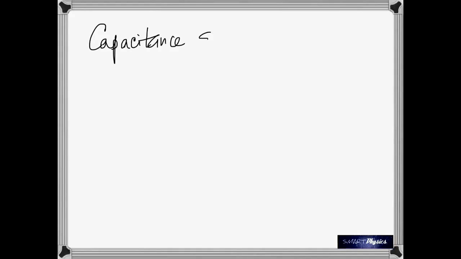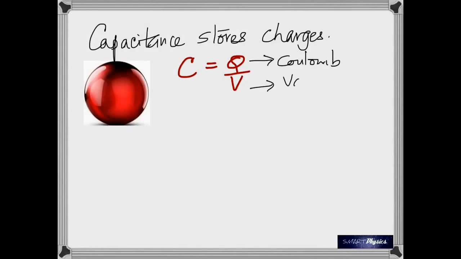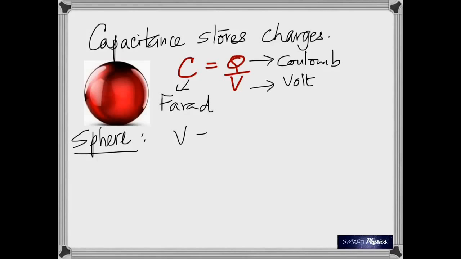First of all, capacitance stores charges. It's an energy charge storing device. A capacitance is defined as the ratio of the charge to the voltage. Capacitance is measured in farad. Charge is measured in coulomb. And the potential difference or voltage is measured in volts.